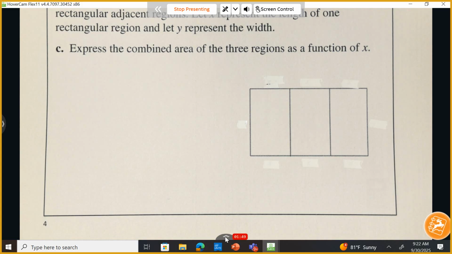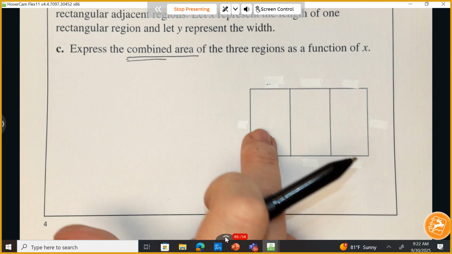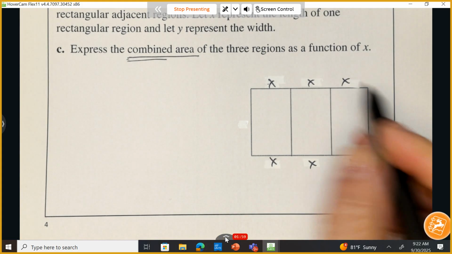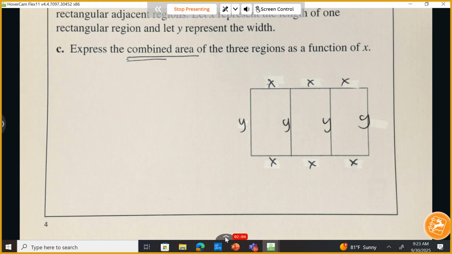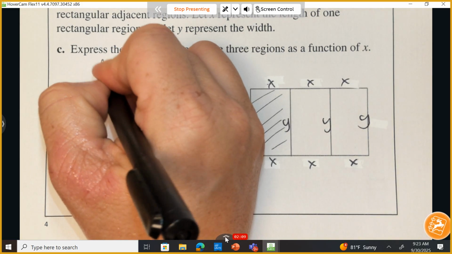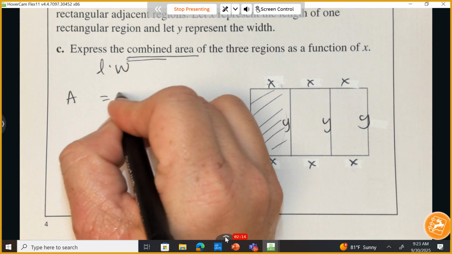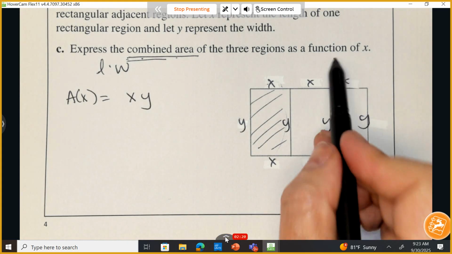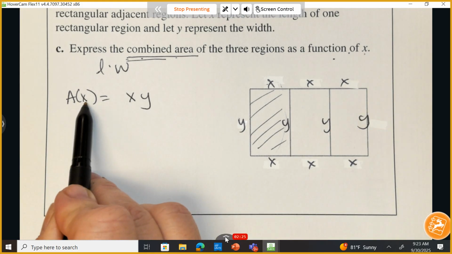Moving forward, now we're going to express the combined area. The key is not just the area, it's the combined of all 3. As a reminder, this length is represented by the variable X because I'm keeping it consistent, and this length is represented by Y. So when I first think of how to determine the area of a rectangle, it is length times width. Now this particular rectangle, the area would be X times Y. When it says combined, we are now creating a function. This is a function of the area in terms of X.